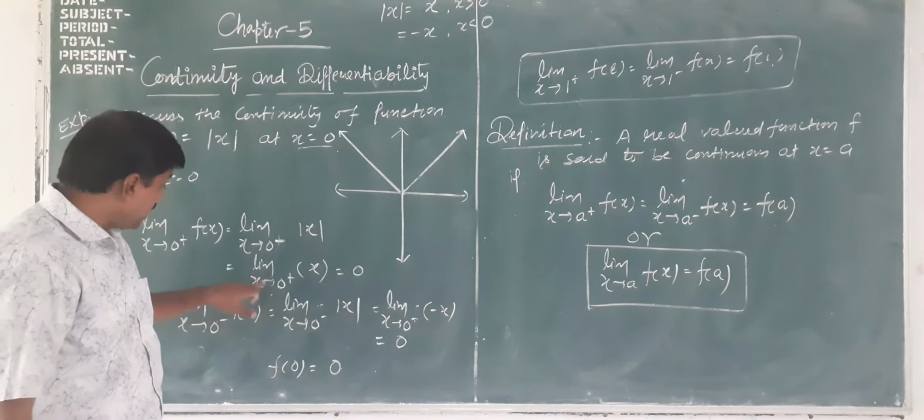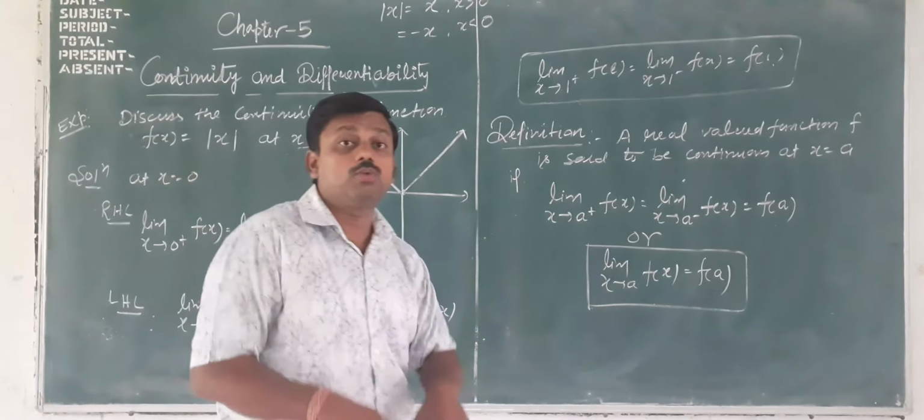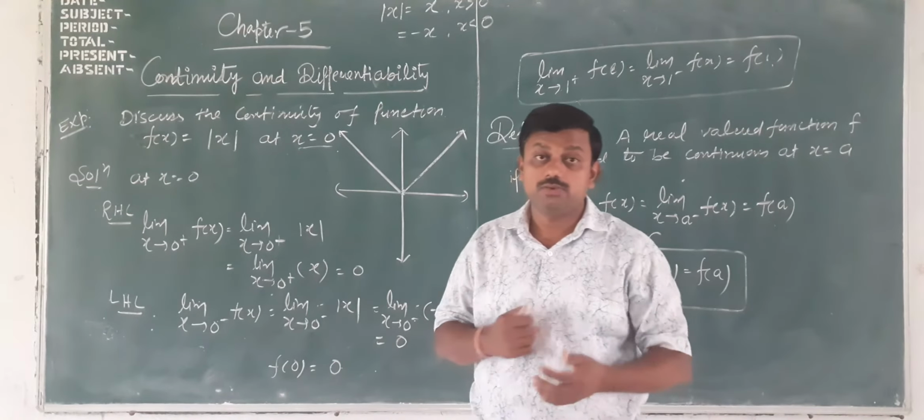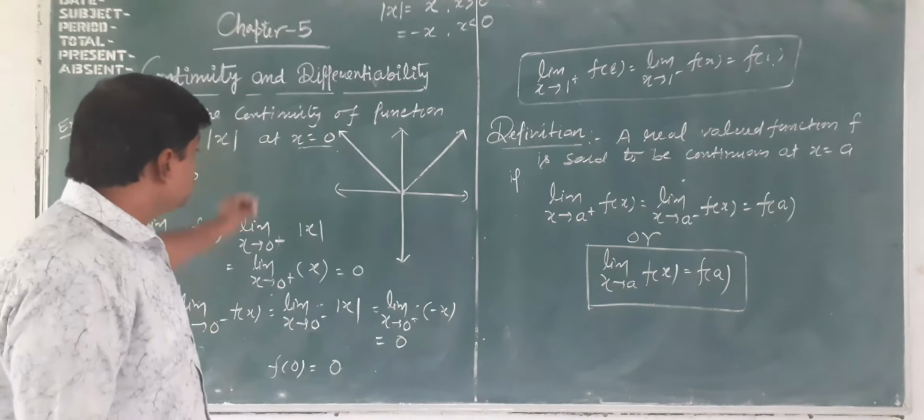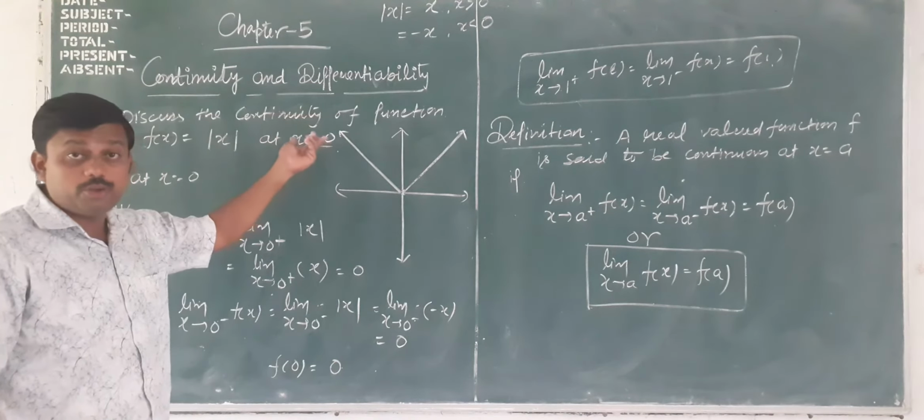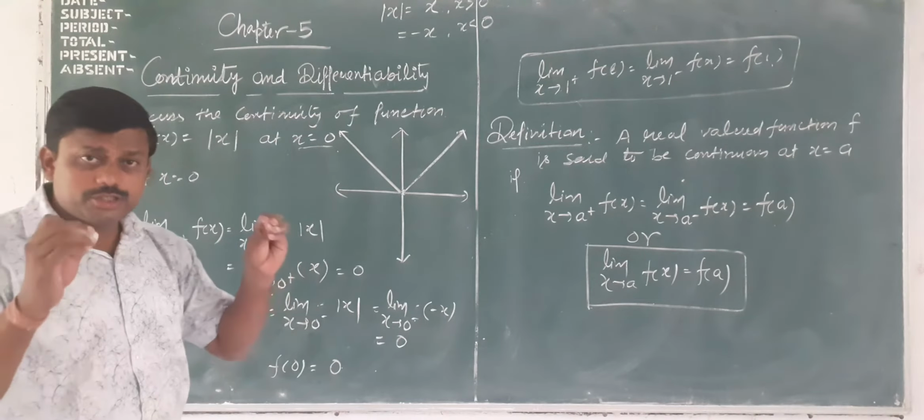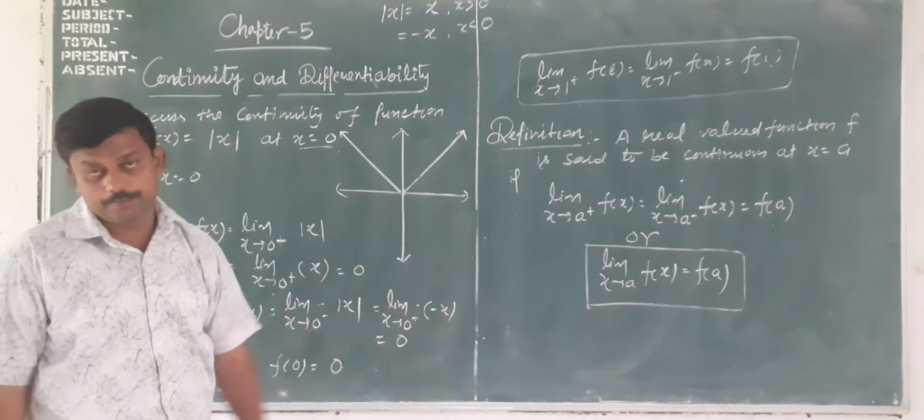Left hand limit, right hand limit, and value of function all are equal. It means this function is continuous at x equal to 0. Or we can say the modulus function is continuous at x equal to 0 always. Or we can say the modulus function is continuous at every point of its domain.